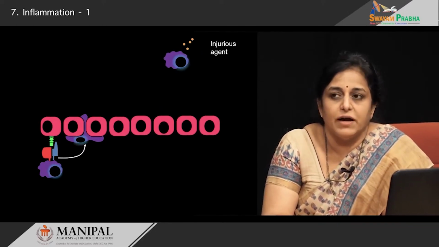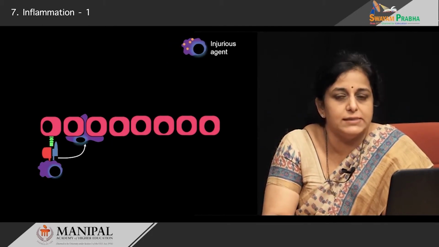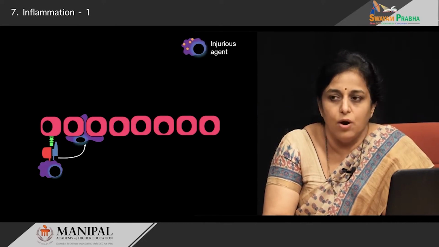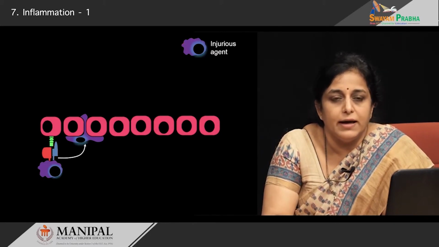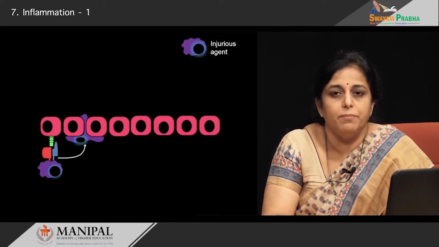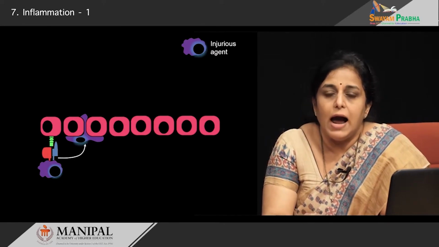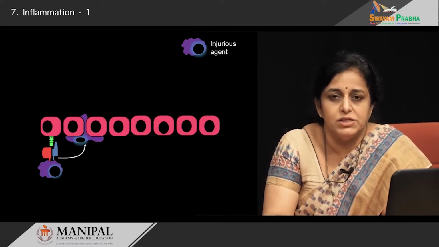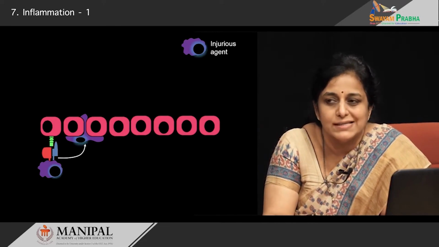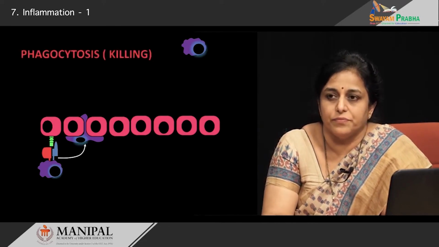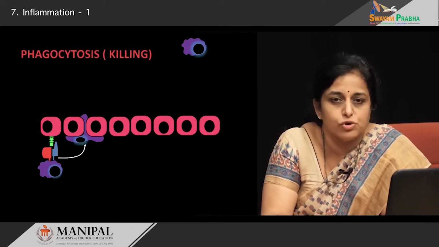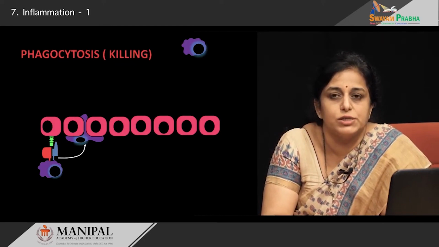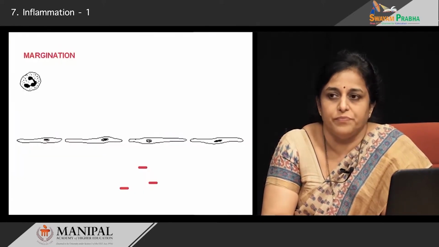Now once they arrive at the site of injury, the next thing is they ingest these injurious agents, whether it is bacteria, viruses or any other injurious agent, and they digest and kill them. So they have accomplished their role. They were actually meant to arrive at the site of inflammation and eliminate or destroy the injurious agent, which they have accomplished through these various steps. So the last process wherein the leukocytes kill, destroy and eliminate the injurious agent is called phagocytosis.